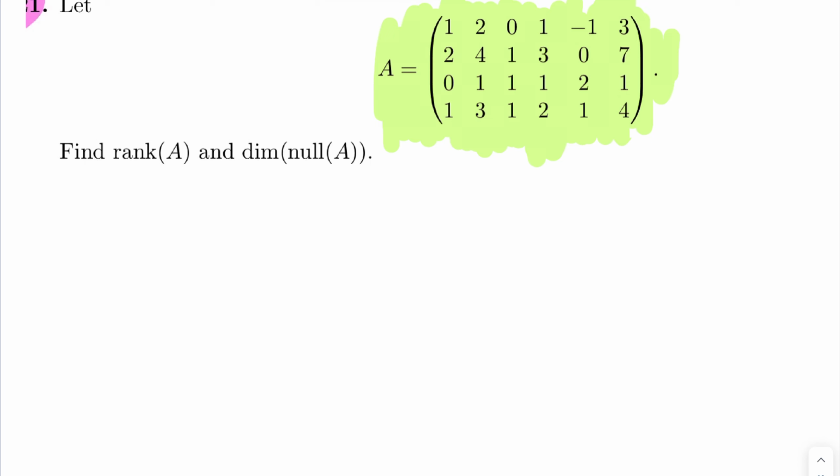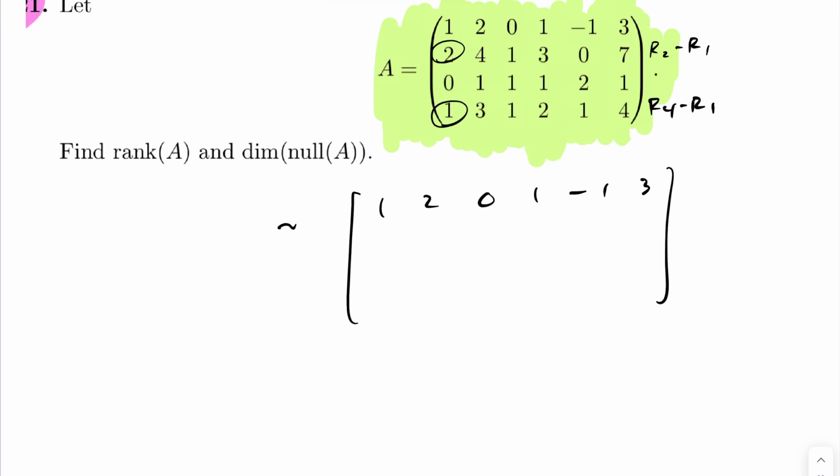I'm going to make these entries 0. I'm going to take row 2 minus row 1, and row 4 minus row 1, and row reduce this. So 1, 2, 0, 1, minus 1, 3, and subtracting this up here. To do that, I have to take row 2 minus twice row 1. So this will be 0, 0, 1, 1, 2, and 1.